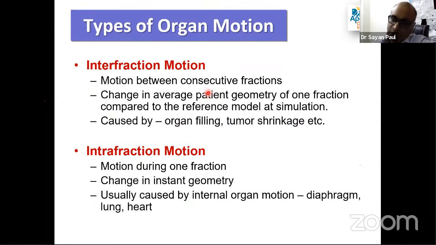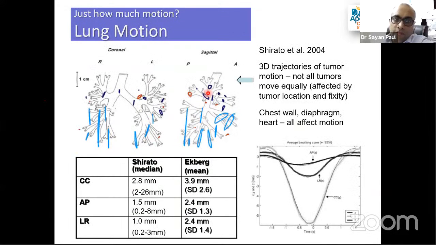And intrafraction motion: within one treatment fraction, there can be movement or motion of the organ. So it usually changes the geometry caused by internal organ motion, like diaphragm, lung and heart. So how much is the motion?